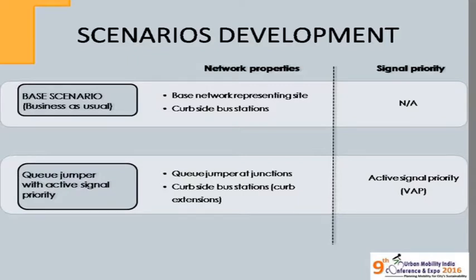Curb extensions are provided over here. So curb extension is another bus priority measure taken, so that the time taken by maneuvering till the last lane is reduced. And signal priority given over here is vehicle actuated signal priority. Detector detects the bus just approaching the junction, and it provides the green signal to that.